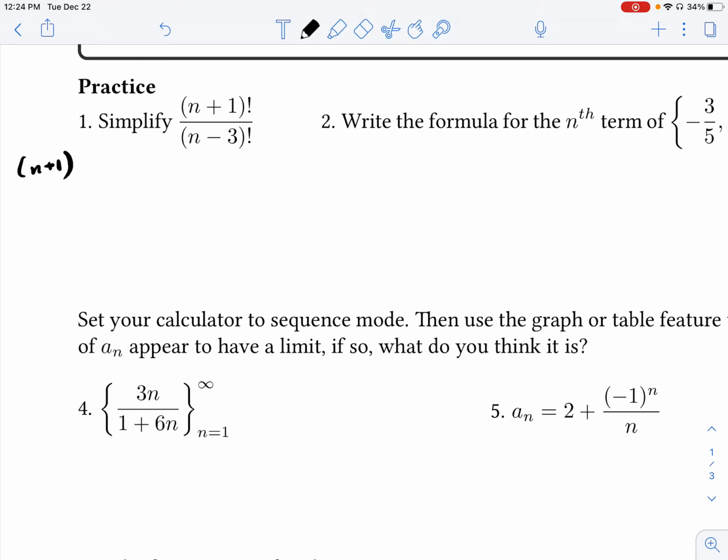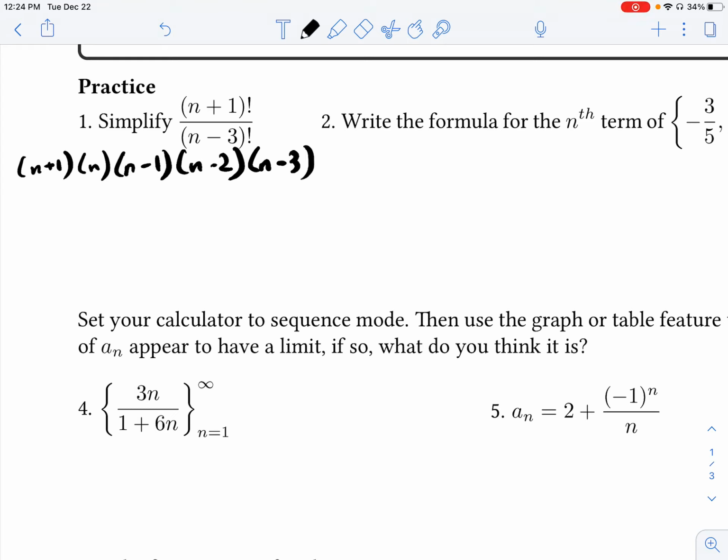What would the previous term be? Previous term would then just be n plus 1 minus 1, which is just n. And then that previous term, which is n minus 1, times n minus 2, times n minus 3. And you can see that this would continue to go along.